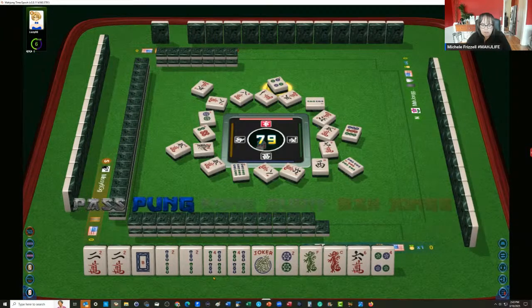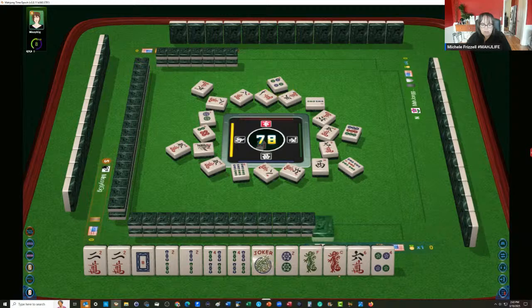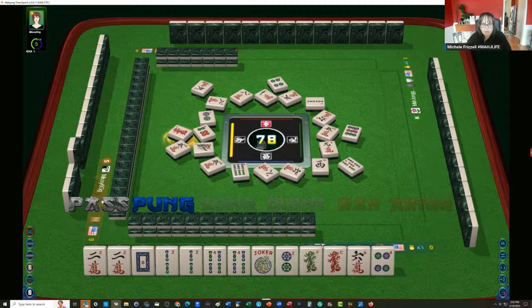4 dots. Okay, there's the 4 dot. And a hesitation. Take it with a joker. Oh, man. Okay, so we're going to let this 4 dot go next because there was a hesitation on it. Red dragon. Okay, we're going to pass.